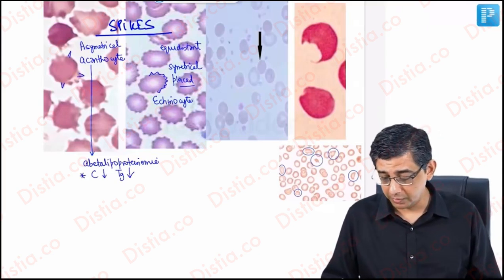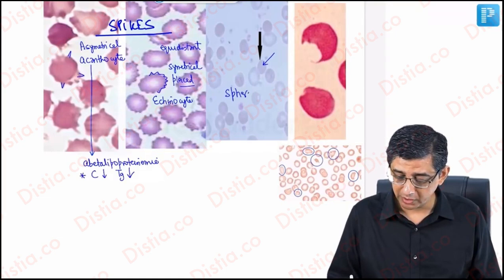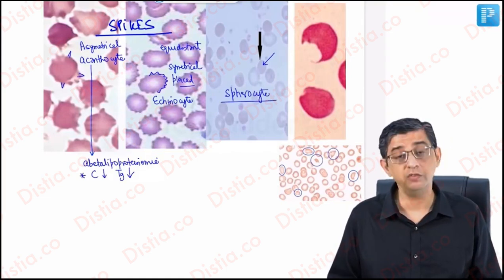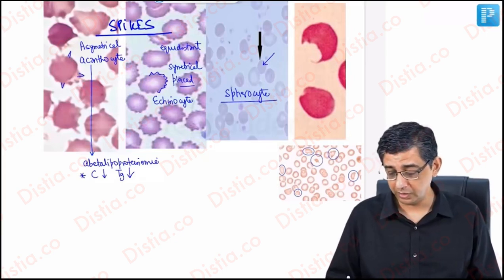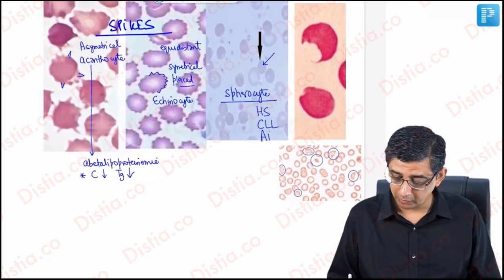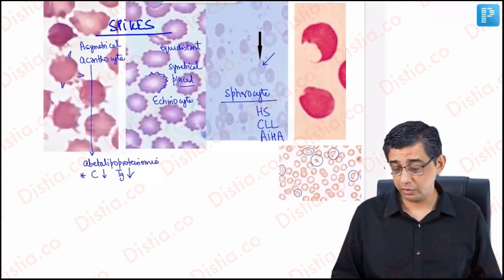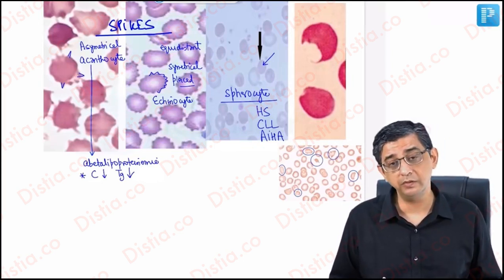Then you can notice an RBC which is lacking a central pallor. So this one is called a spherocyte, and there are multiple disorders where spherocytes have been discussed. So let's just recall them. Hereditary spherocytosis, chronic lymphocytic leukemia, autoimmune hemolytic anemia. In fact, lots of causes of autoimmune hemolytic anemia that you should be familiar with can be squeezed up in the discussion.